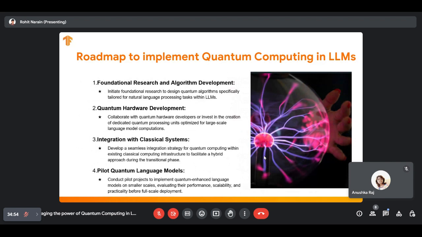Now, let me talk about how we can implement this, or the major roadmap that we can follow to implement quantum computing in LLMs.